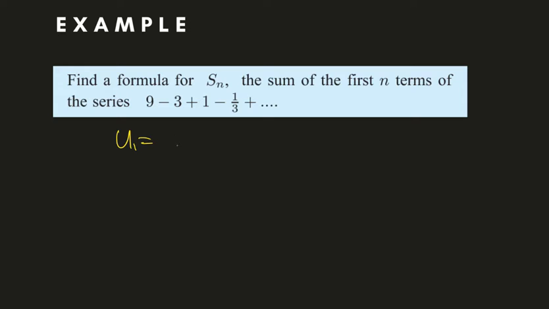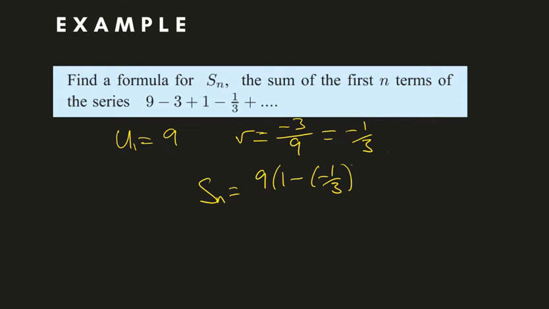Well, u1 is equal to 9. R, well, I can just take one term divided by the prior term. You can quite easily see R is going to be negative a third. So let's pop these into the formula and see what happens. So Sn is going to be 9, 1 minus a third to the power of n.